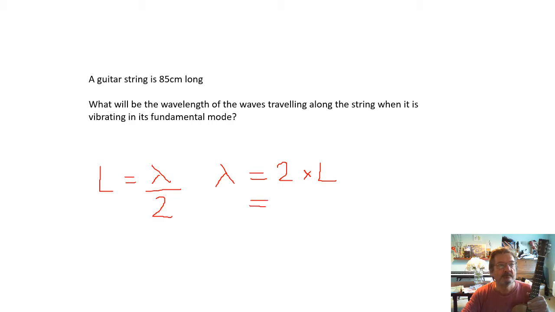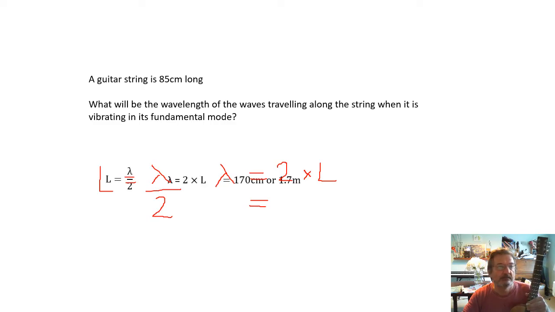Now, let's have a look at this simple little question here. A guitar string is 85 centimeters long. What will be the wavelength of the waves traveling along the string when it is vibrating in its fundamental mode? So you should be able to tell me. I will show you now. We said that L equals lambda over 2 for the fundamental mode. For the first harmonic, L equals lambda over 2. So lambda, rearranging this equation, equals 2 times the length of the string, which will be 2 times 85, which I believe is 170 centimeters.